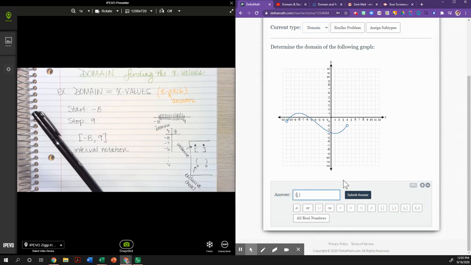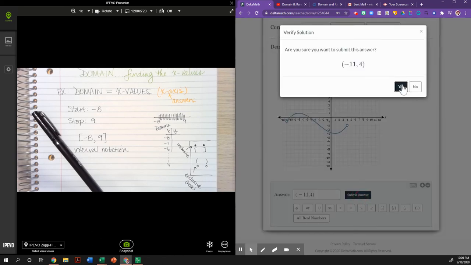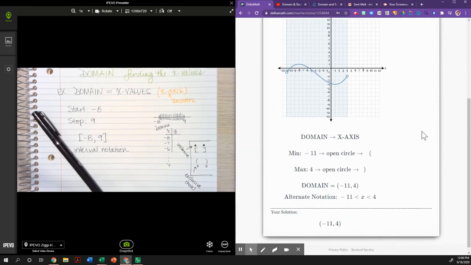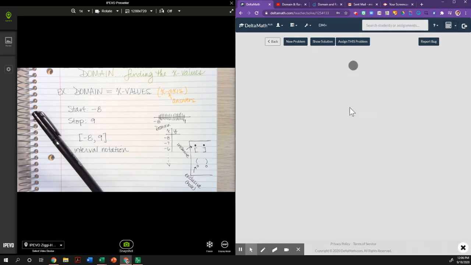This is how easy it is. Tell me where the graph starts on the x-axis. -11. Tell me where the graph stops on the x-axis. 4. That is the domain. There it is. All right, so let's do a similar problem.